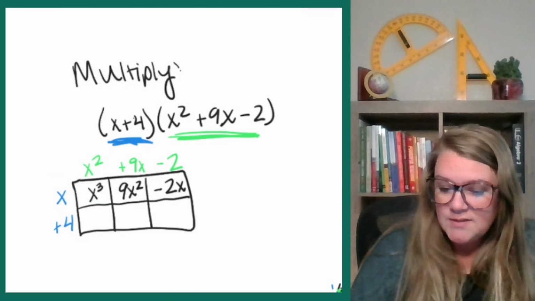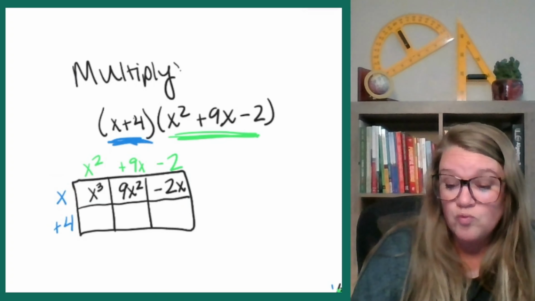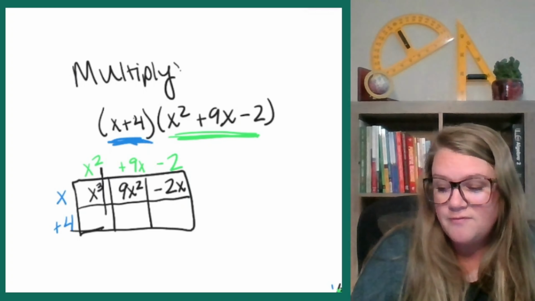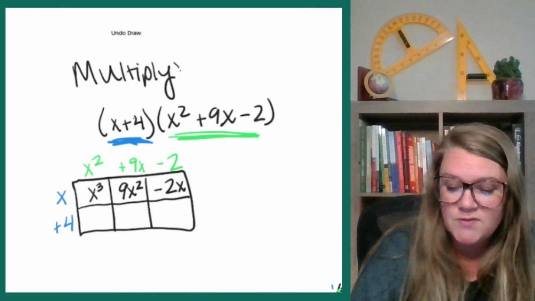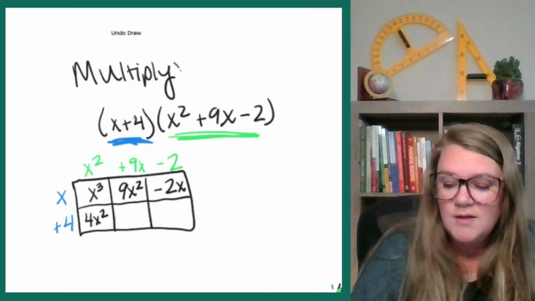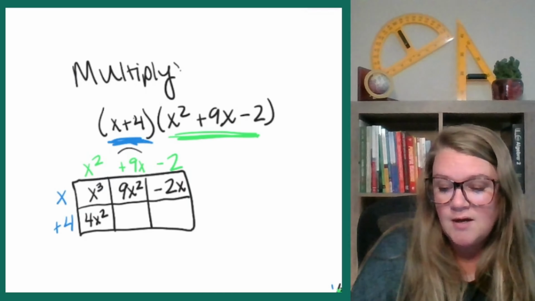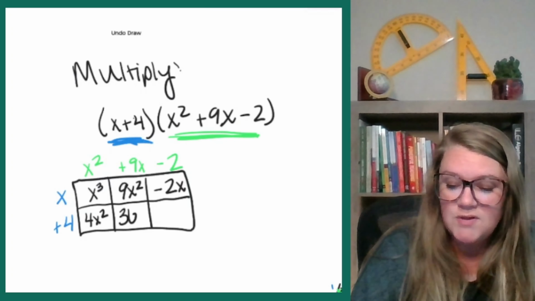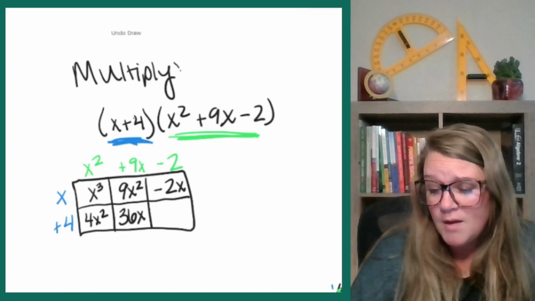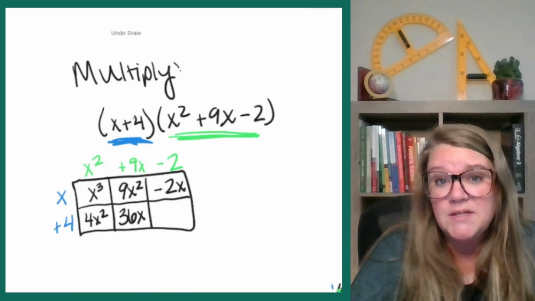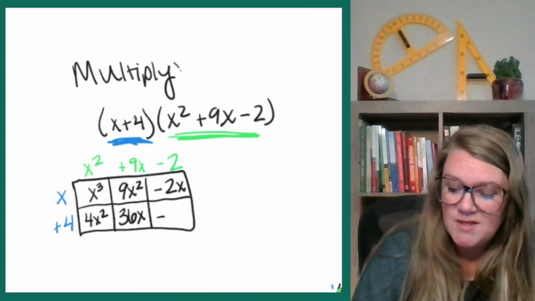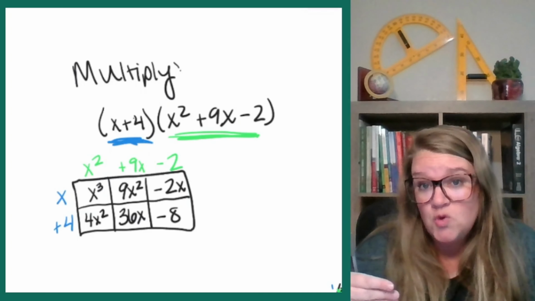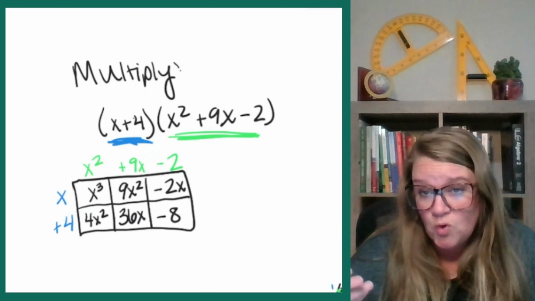Okay. Let's look at our second row. We're going to start by taking x squared times positive 4. X squared times positive 4 gives us a positive 4x squared. Middle bottom, I'm taking 9x times 4. 9x times 4 gives me a positive 36x. And my last one, bottom right, I'm taking negative 2 times 4, which gives me a negative 8. So this is doing all of my distributing for me, just organizing it like this.